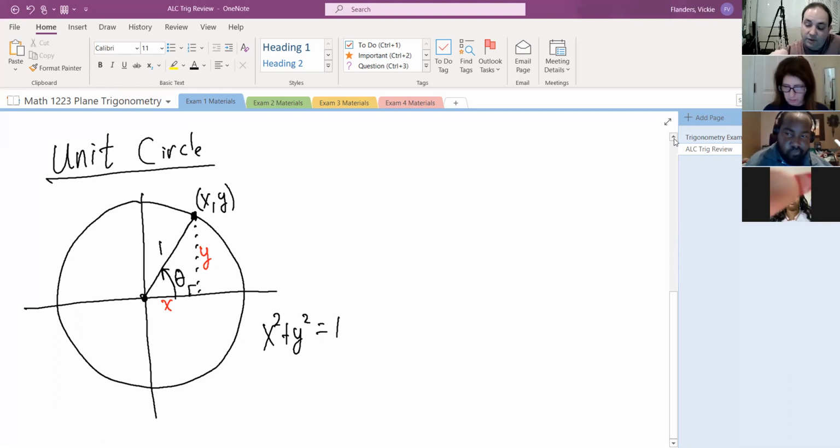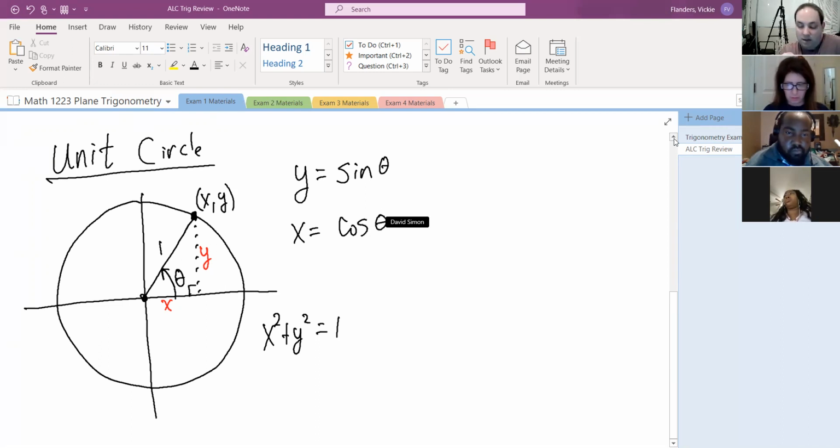Not only from the Pythagorean theorem of that right triangle, but also that is the equation for all of the points that exist on this unit circle. But now also, if you apply trigonometry to this unit circle, I'm then able to define y as equal to the sine of the angle and x as equal to the cosine of the angle.